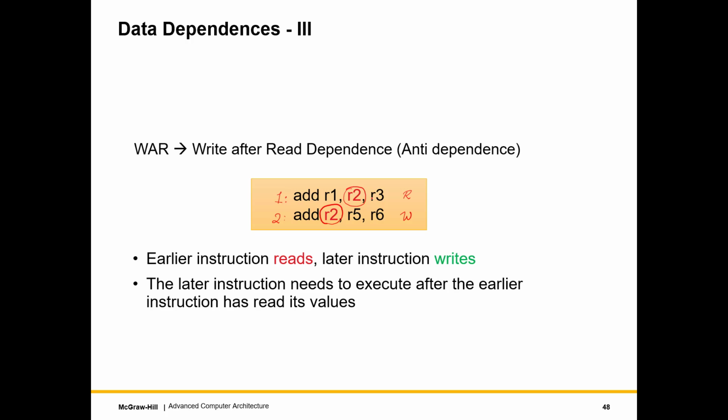For similar reasons, we cannot reorder these two instructions. If we reorder them, we'll end up with the wrong value. It is possible that the value that instruction 2 writes, instruction 1 will read, which of course is not correct, it is wrong. This is known as an anti-dependence. This again arises because we have a finite number of registers, right? This is also an artifact of this problem that we have a finite number of registers.